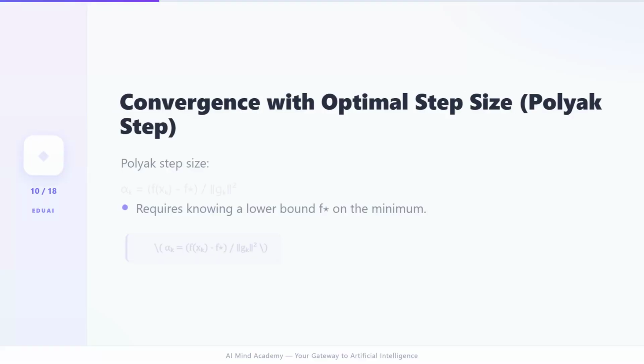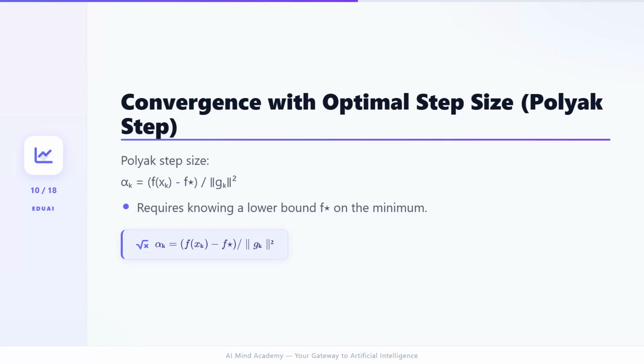One strategy for choosing the step size is the Polyak step, defined as alpha_k = (f(x_k) - f*) / ||g_k||^2. This step size aims to optimize convergence, but requires knowledge of a lower bound f* on the minimum value of the objective function. In practice, f* is often estimated or set to a reasonable value like 0.